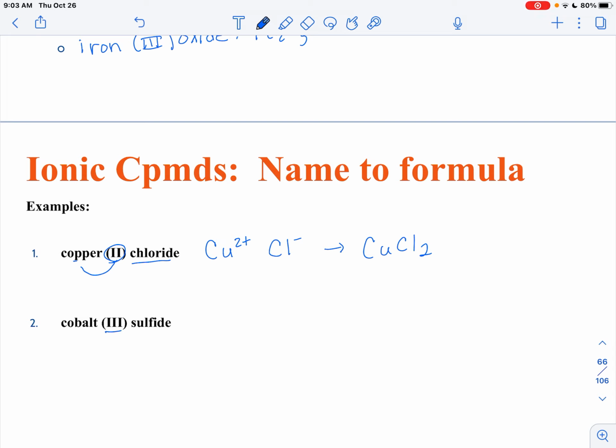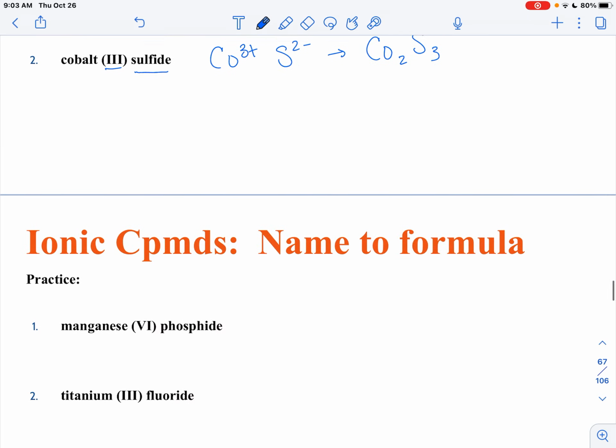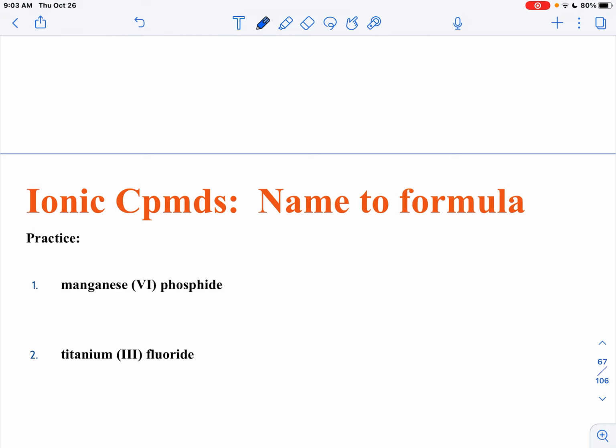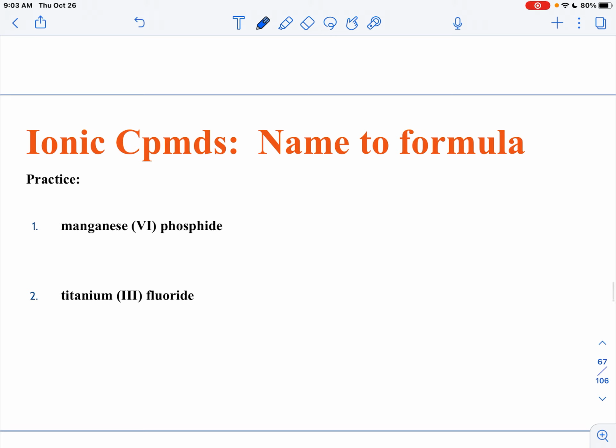Here you have cobalt with a 3 plus charge. Sulfide is sulfur. You look that up on the periodic table and it gets a 2 minus charge. So you have Co2S3. So very similar to what we did with just simple ionic compounds, except now you don't even have to look up the metal. Go ahead and try these, and then come back for the answers.